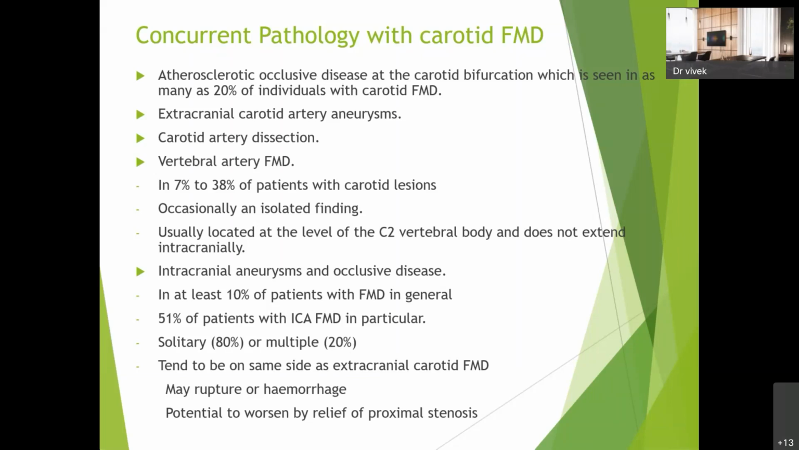Intracranial aneurysms and occlusive disease are seen in 10% of the patients with FMD in general, and 51% of patients with internal carotid artery FMDs in particular. They tend to be on the same side as extracranial carotid FMDs and may rupture or hemorrhage after the proximal stenosis has been relieved after surgical or endovascular intervention.